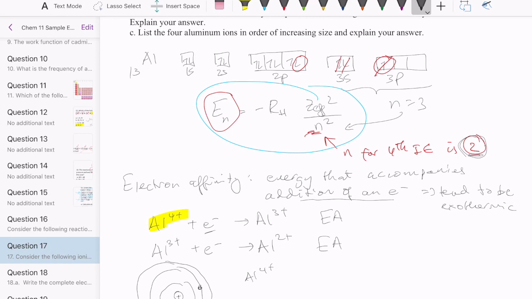And then the other 3 are all located in the n equals 3. So they all have relatively the same size, except that there are small changes between them because it depends on how many protons are interacting with the electrons, right? So the more protons, relatively speaking, that interact with the electron, the smaller its size would be. So then that's followed by aluminum 3 plus, aluminum 2 plus, aluminum plus, and then lastly aluminum.